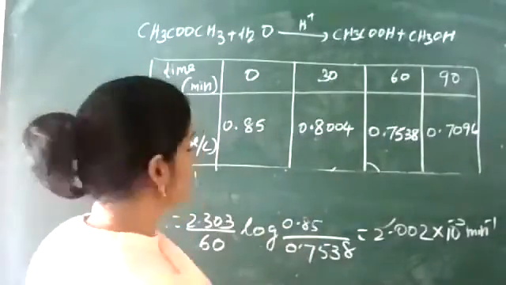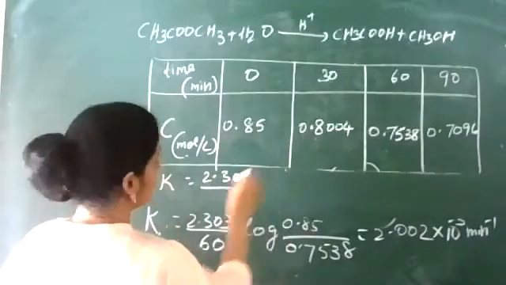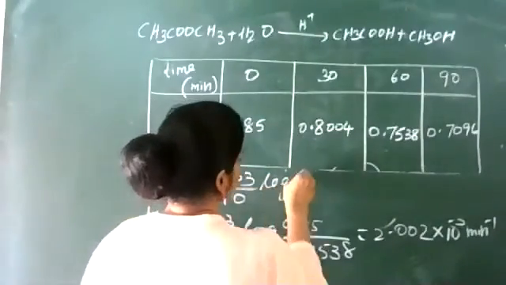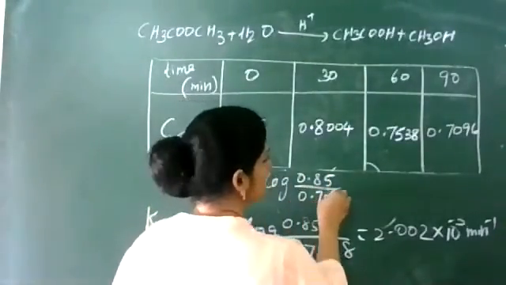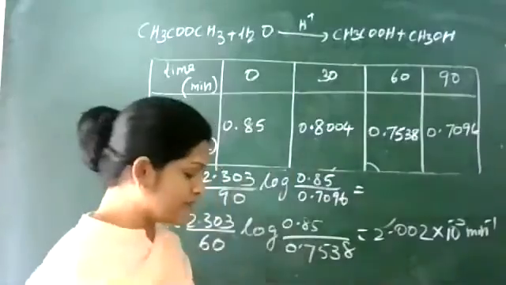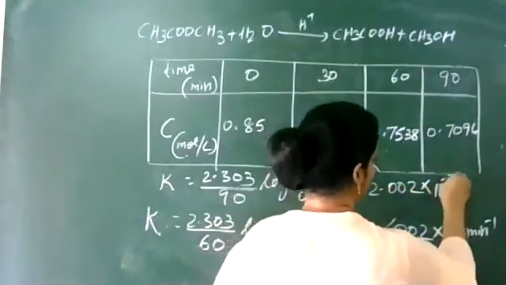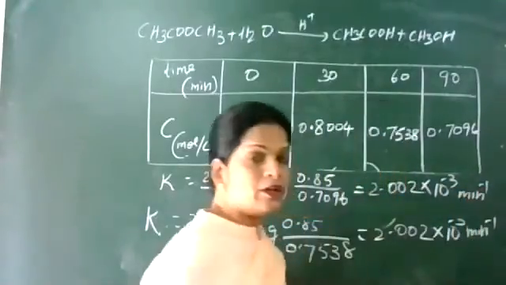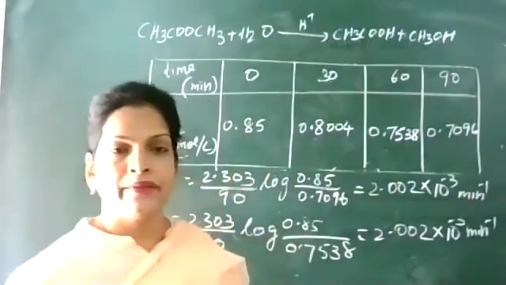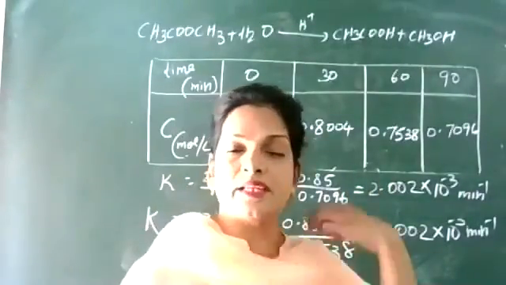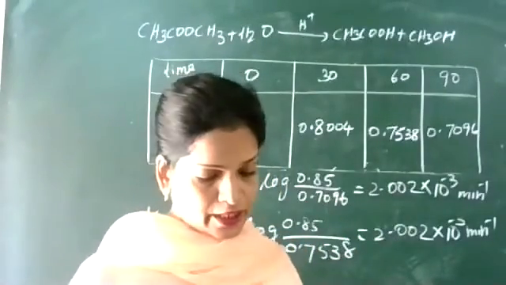With the third value, K is equal to 2.03 upon 90, 0.85 upon 0.7096, and the calculated value is 2.002 × 10 to the power minus 3 milliliters. So in all cases you are getting the same K value. That means this reaction follows first order kinetics. So this is a pseudo first order reaction.